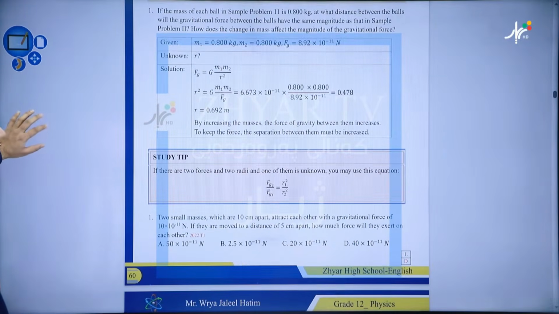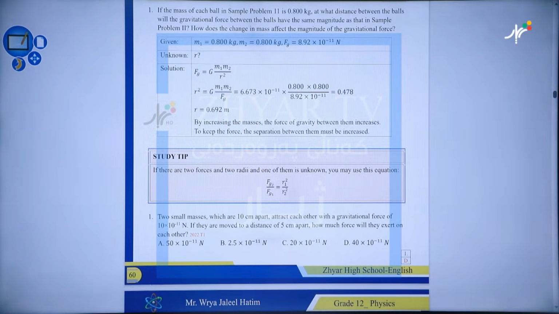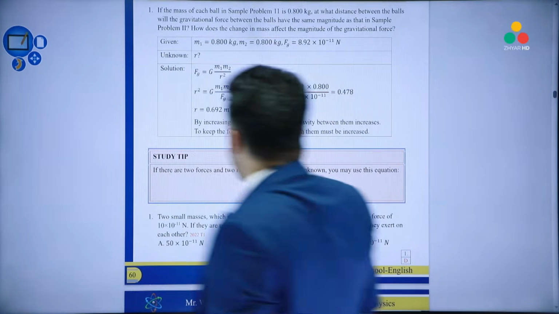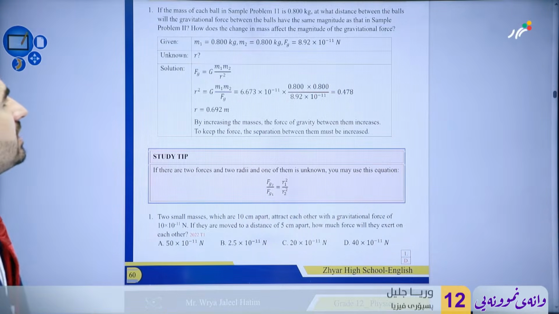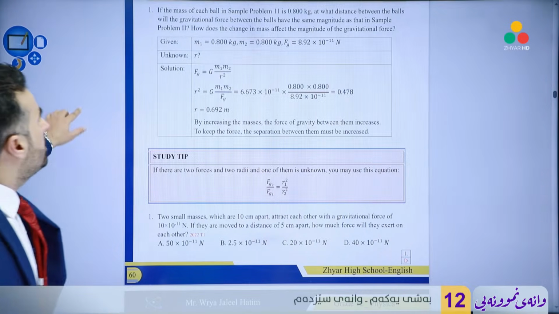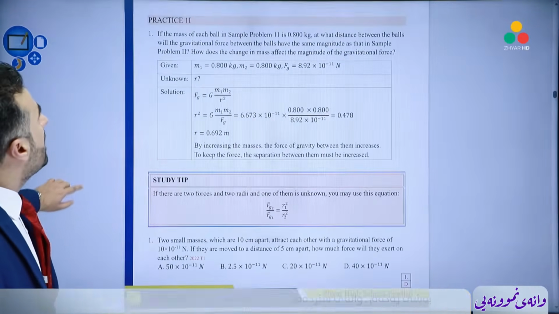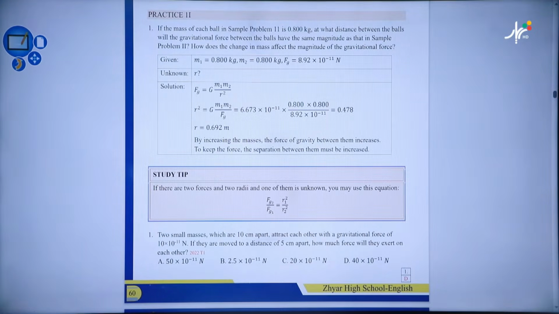Let me get a calculator. All right, it says: if the mass of each ball in the sample problem, or the previous one, is 0.8 kilogram, at what distance between the balls will the gravitational force between the balls have the same magnitude as in the sample problem, triple I, that was I, not 11. How does the change in mass affect the magnitude of the gravitational force?